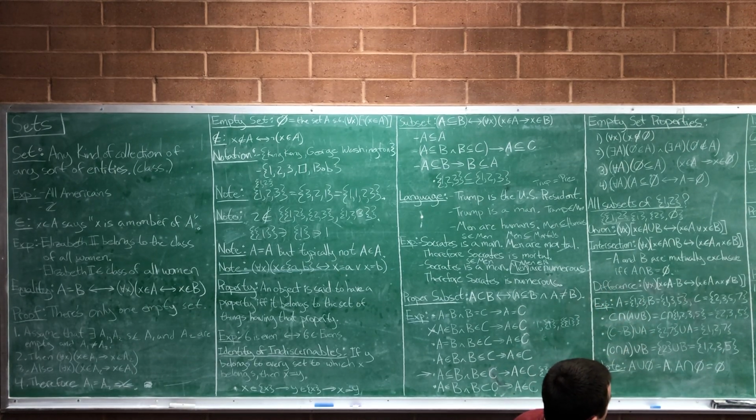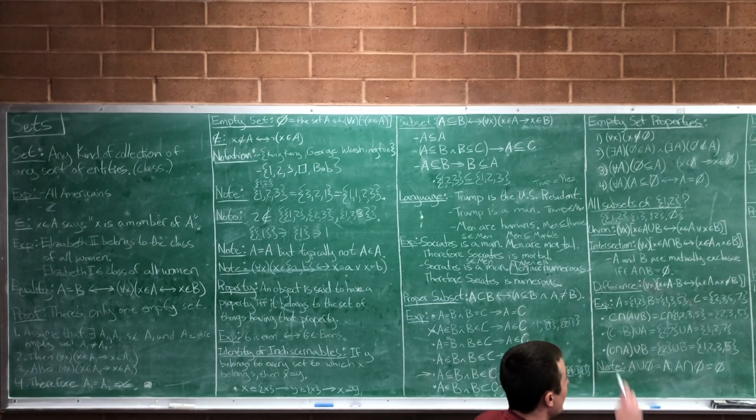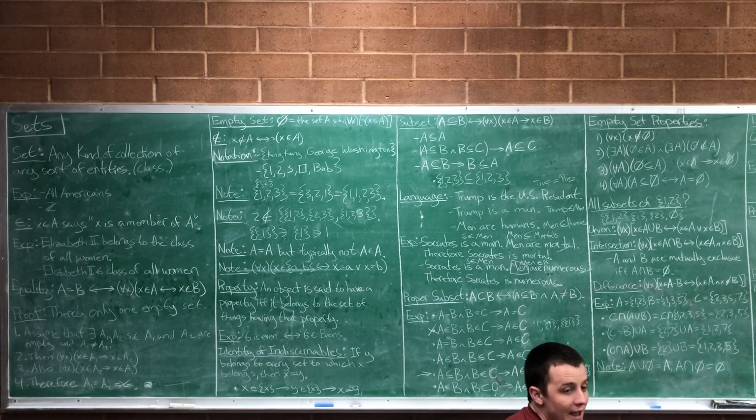Intersection. Similar idea. For all X, X is in the intersection of A and B, or A intersect B is one way you could read that, if and only if X is in A and X is in B. So it has to be in both of them if it's going to be in their intersection.